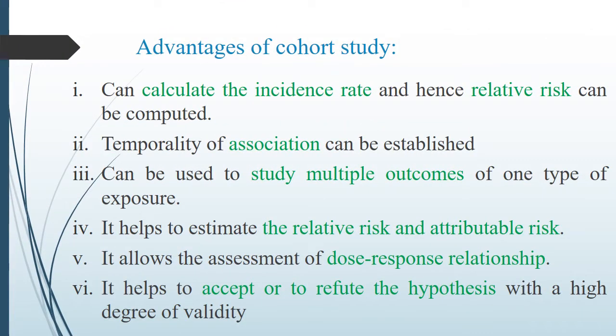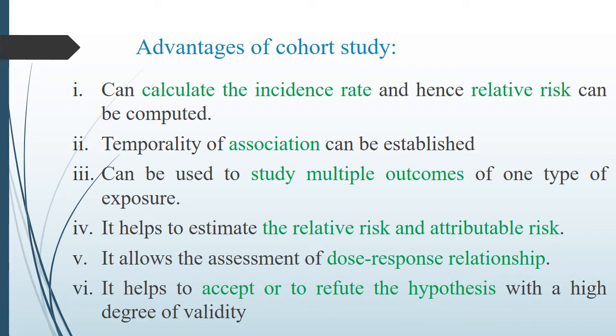Then next we will see the advantages of cohort study. It calculates the incidence rate and relative risk. So we can know the new cases that are coming, and we can also identify the relative risk factors. We can find out the association with the disease, and also study the multiple outcomes of one type of exposure. So due to one kind of exposure, we can see what all the outcomes are. Then it helps to estimate the relative risk and attributable risk.